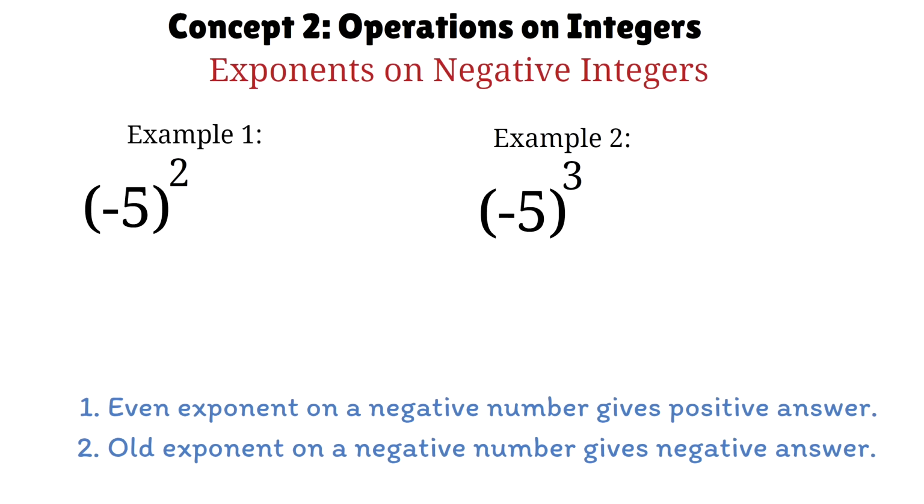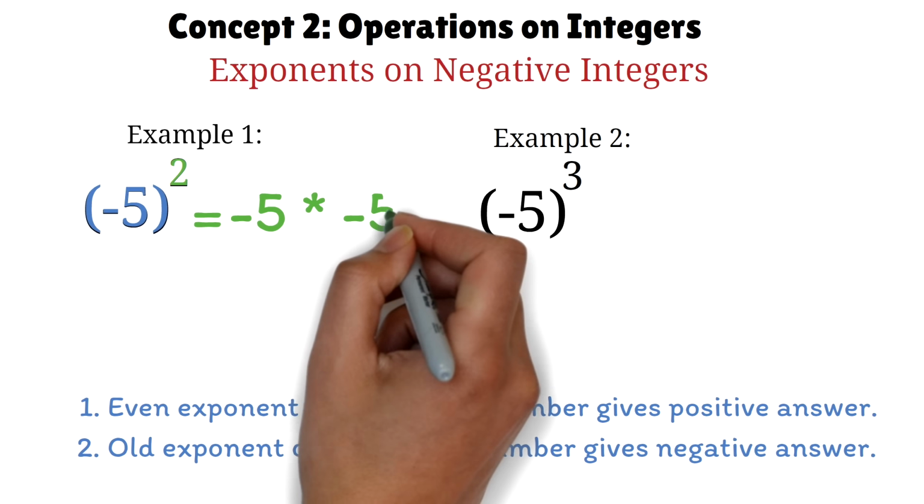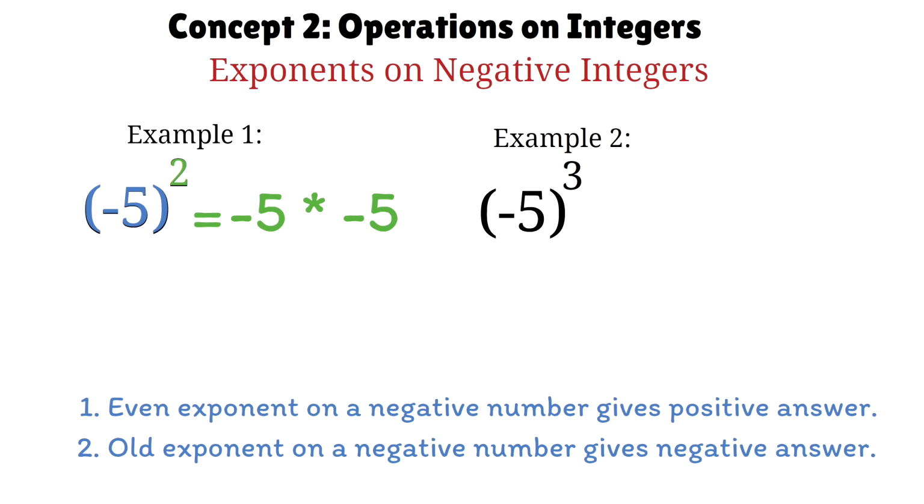Now, we know the rules, so let's work on the examples. Example 1. -5 exponent 2. We said exponents show us how many times a number multiplies itself. So, this is the same as -5 times -5. Since these numbers have the same sign, the final answer will be +25.